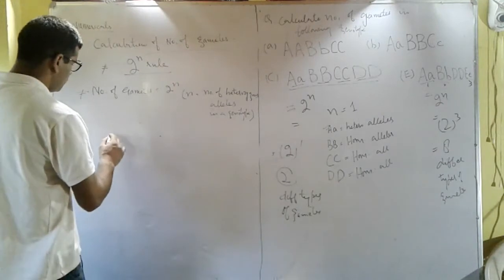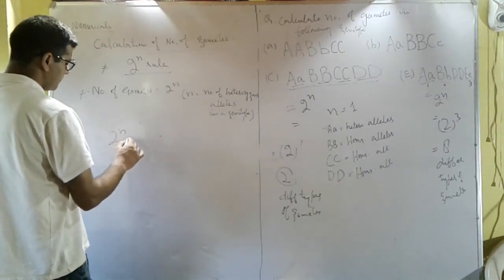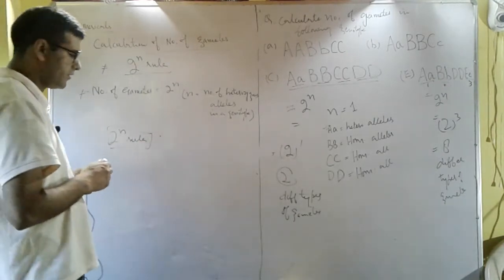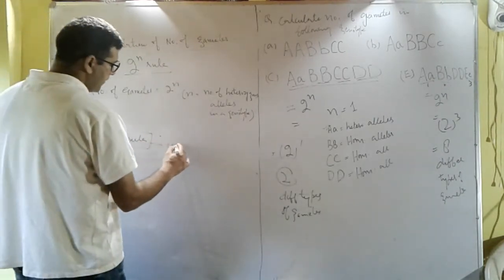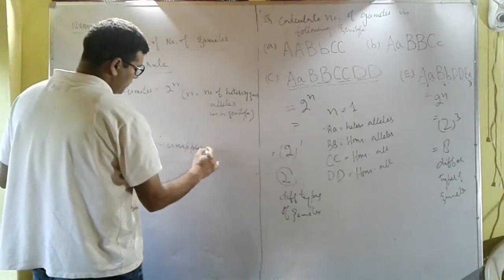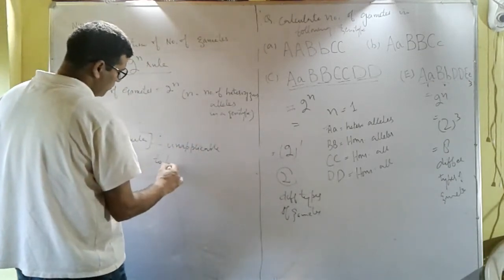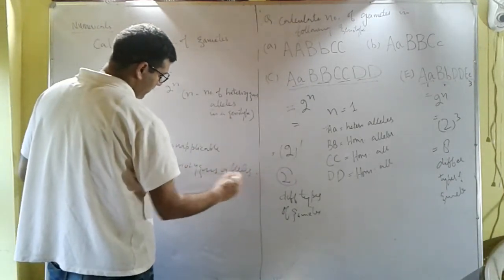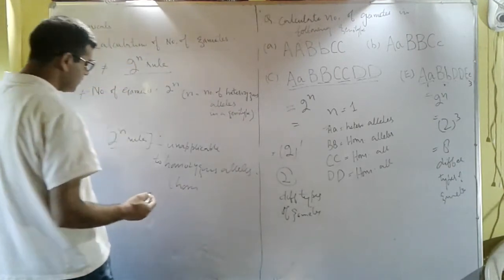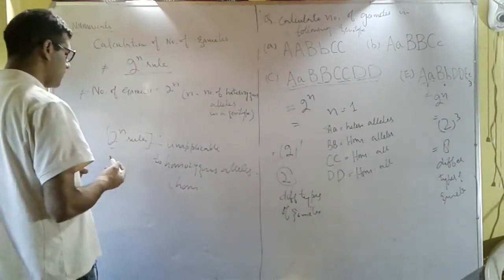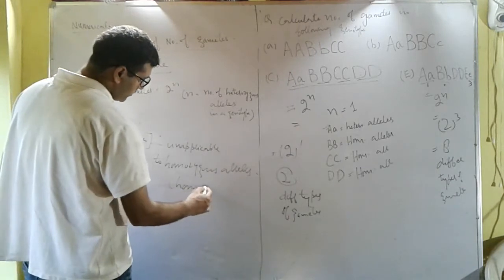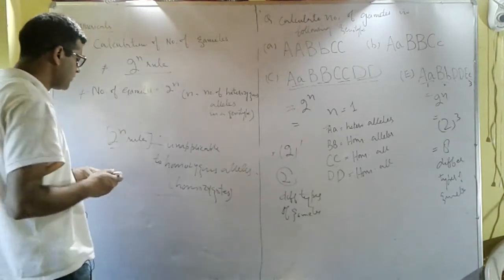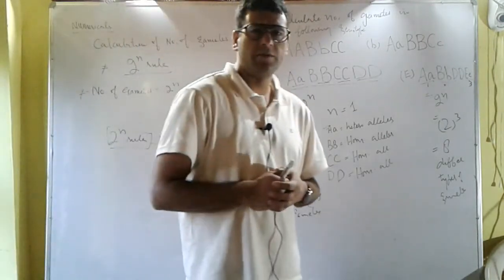This 2 raised to the power n rule is applicable only to heterozygous alleles. It is not applicable to homozygous alleles. The 2n rule for calculating the number of gametes is not applicable to homozygotes, whereas it is applicable to heterozygous alleles.